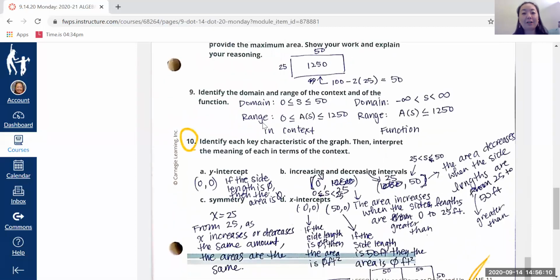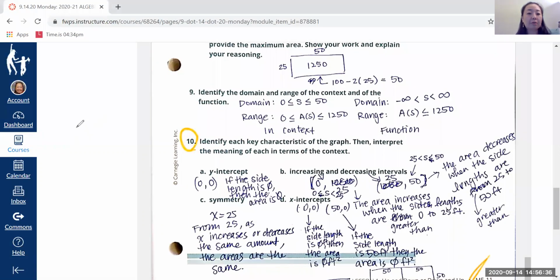Now we're going to talk about domain. If you look at the domain, remember this is in context, very much like our line for the previous one. The domain is talking about our x. So remember, I'm going to just put it here really quick. Let me draw.